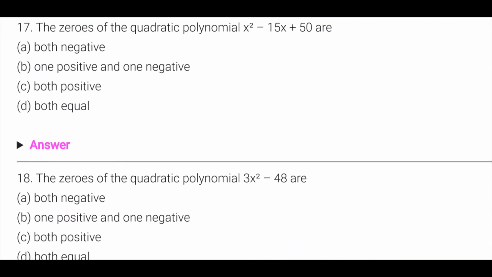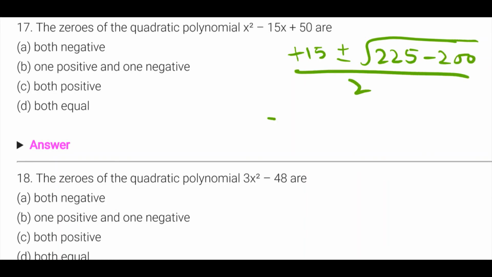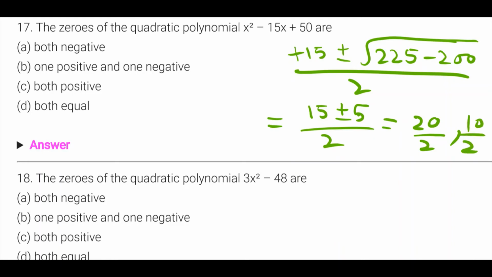17th question. The zeros of the quadratic polynomial are. So it's again the same model. Minus of minus 15 plus or minus root of 15 square, which is 225, minus 4 into a into c. So minus 4 into 50 is 200, by 2. This is 15 plus or minus root 25, which is 5, by 2, which gives you 20 by 2 comma 10 by 2. So both are positive.